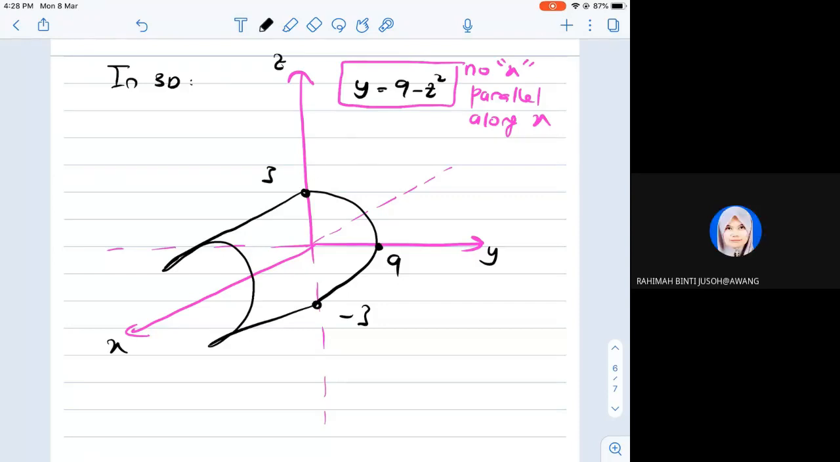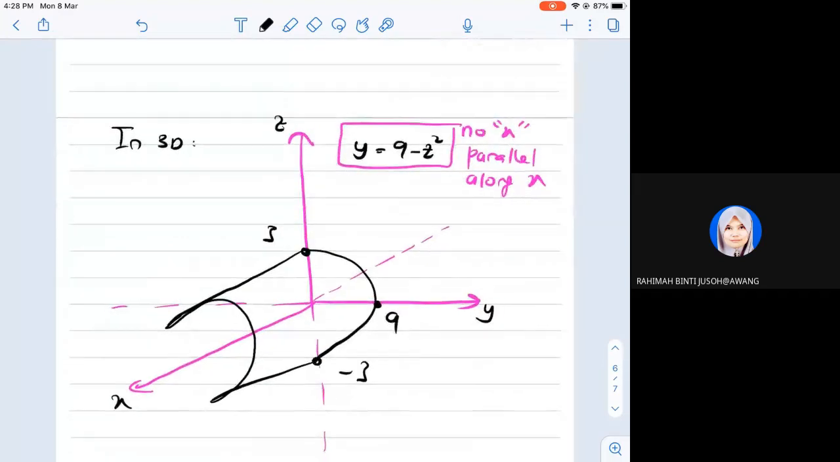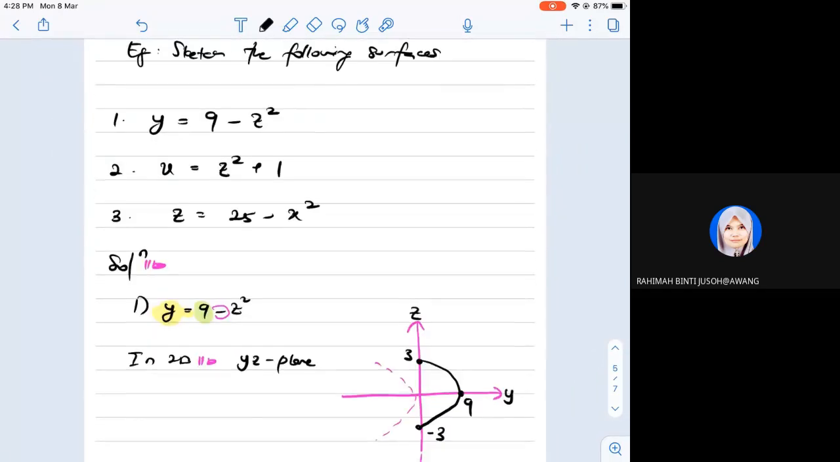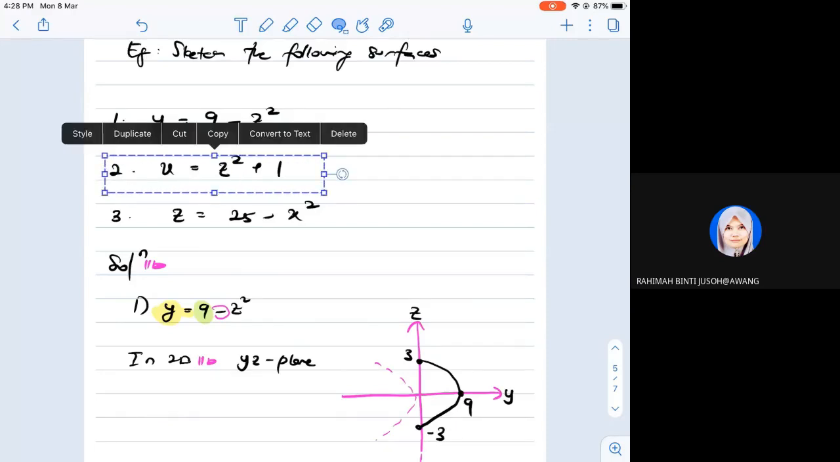Okay. Let's look at the next exercise, question number 2, so you will understand better. Okay, number 2. X equals to z squared plus 1. Copy.